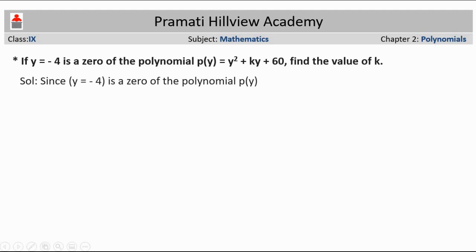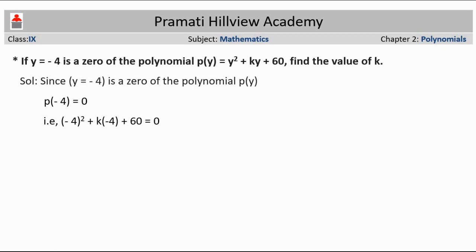Solution: since y is equal to minus 4 is the zero of the polynomial p of y, p of minus 4 is equal to 0. That is, minus 4 the whole square plus k into minus 4 plus 60 is equal to 0. That is, we have substituted minus 4 for y in p of y.